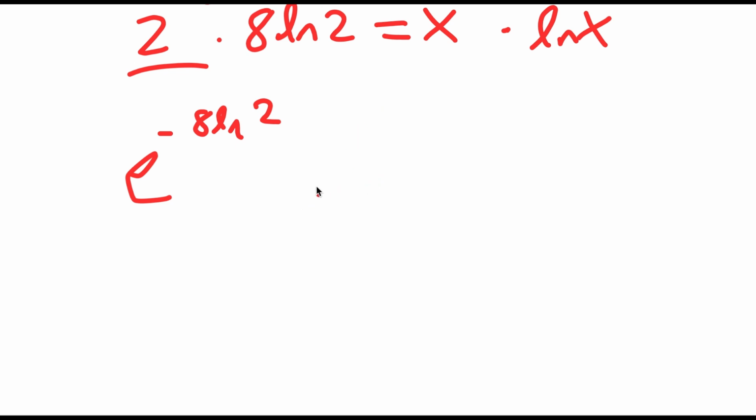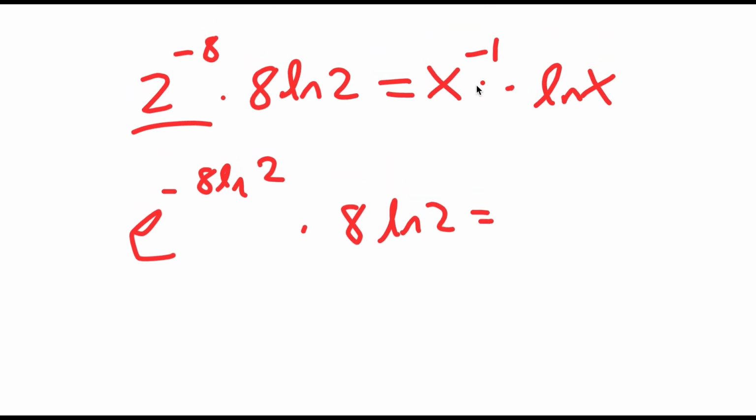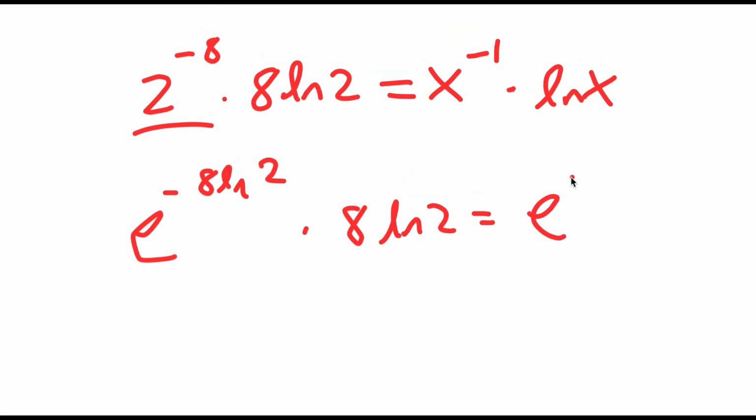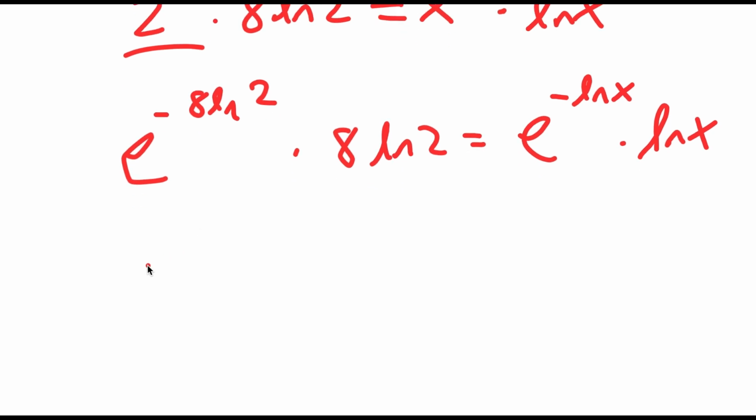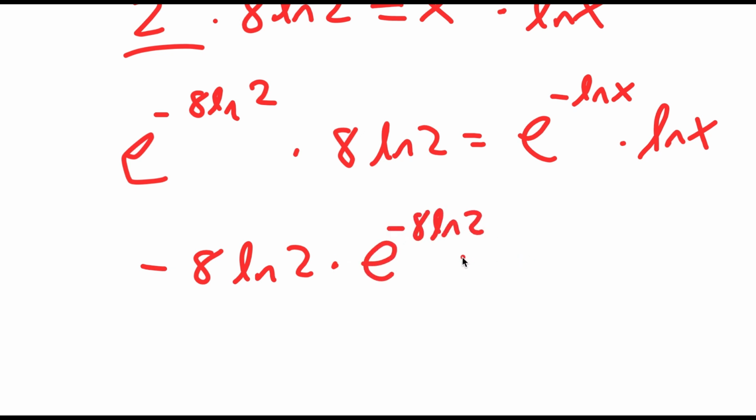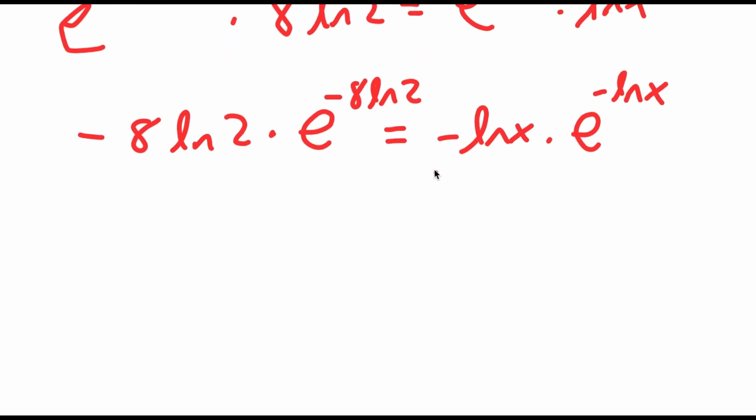So now I have this times 8 ln 2 is equal to, for x to the power of negative 1, I'm going to write that as e to the power of negative ln x. Now I have this times ln x. So now this turns into negative 8 ln 2 times e to the power of negative 8 times ln 2 is equal to negative ln x times e to the power of negative ln x. So I just multiplied both sides by negative 1.